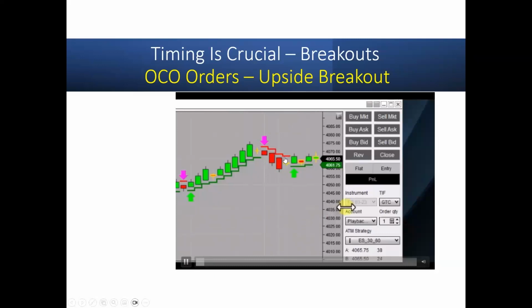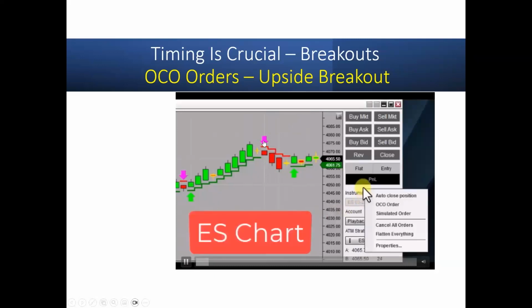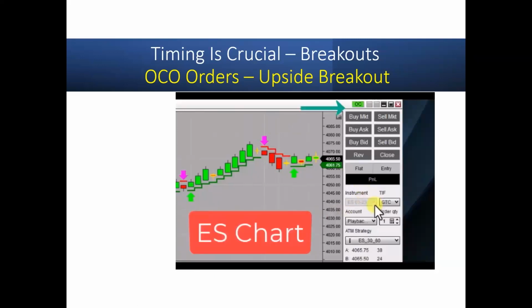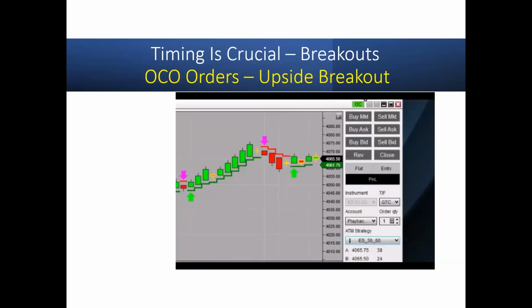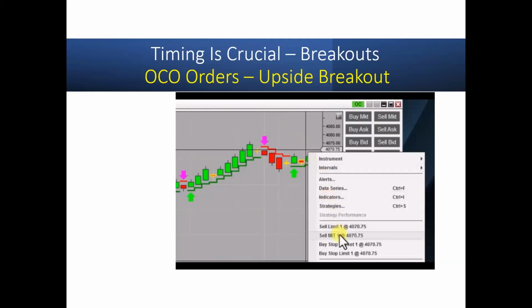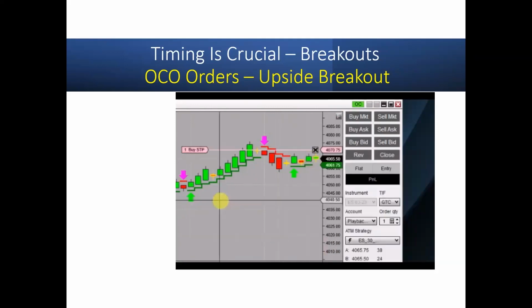These happen very frequently. Here we're going to put in another OCO order. With OCO orders, you can do this with the Chart Trader interface. Just select an ATM strategy and put your buy or sell stop order in first. Here we're putting the buy stop order in first.